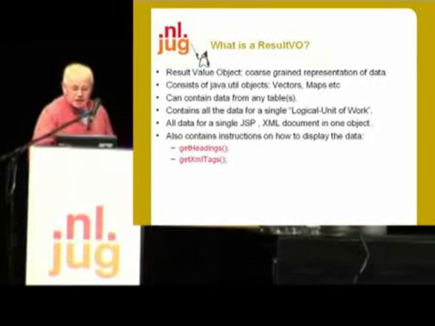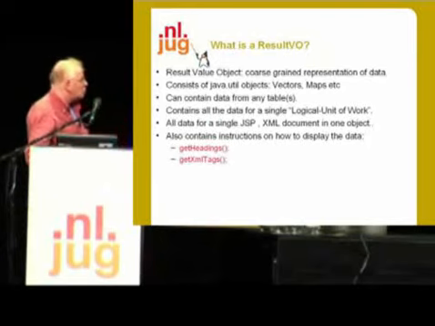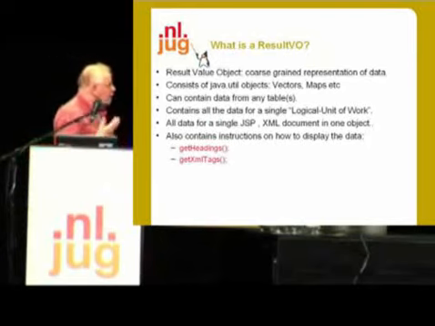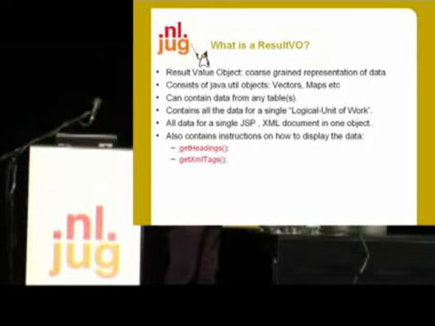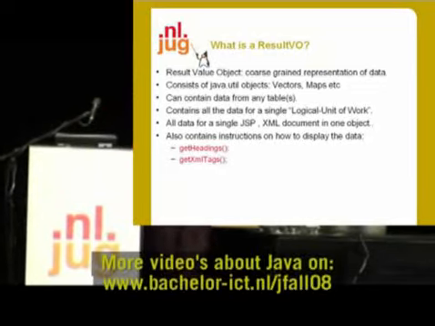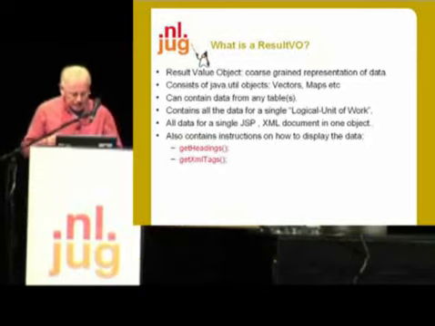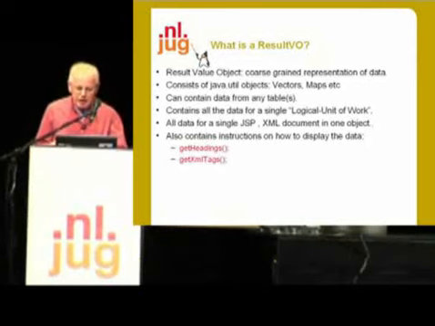So, as I said, it can contain data from any table, and it isn't expected to be just the data from one table. It will be a single logical unit of work. So if this was a JSP, and a web application, it would be all the data that I'm going to display in my web page. If it's XML, then it's all the data I need to produce my document. So hopefully I'll be able to show you an example of that.